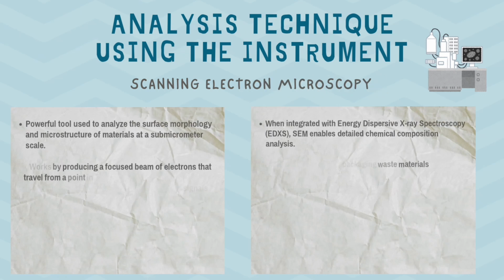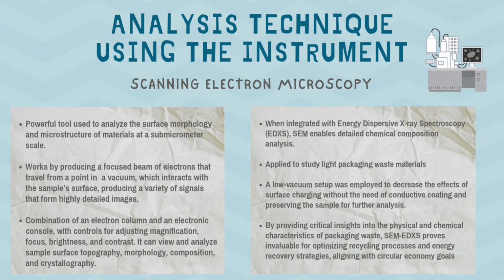Analysis technique using the scanning electron microscope (SEM). SEM is a powerful tool used to analyze the surface morphology and microstructure of materials at a submicrometer scale. It works by producing a focused beam of electrons that travel from a point in a vacuum, which interacts with the sample surface, producing a variety of signals that form highly detailed images.